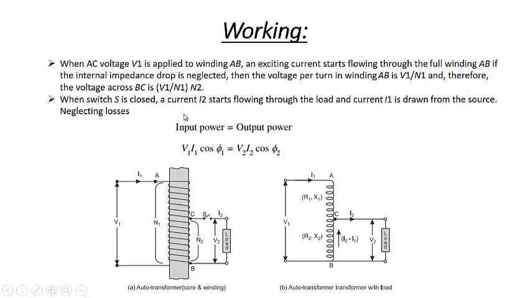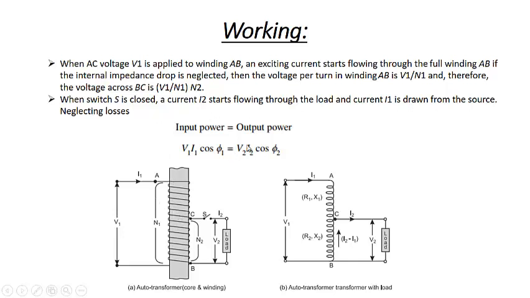Therefore the voltage across BC, which has a number of turns N2, will be equal to N2 multiplied by the voltage per turn, that is V1 by N1. So it will be equal to V1 by N1 into N2. When the switch S is closed, a current I2 starts flowing through the load and the current I1 is drawn from the source. Definitely that has to balance the MMF. We will come to that as well.